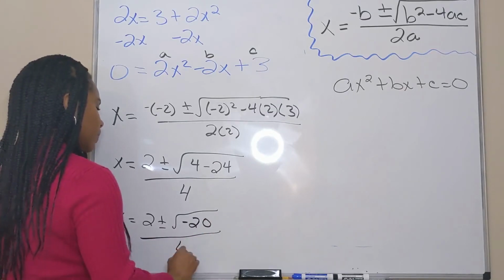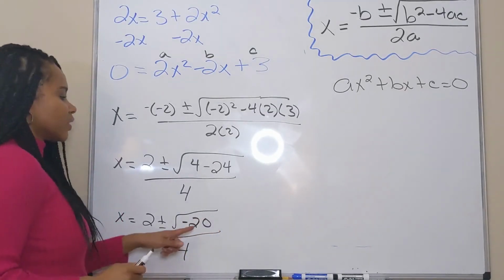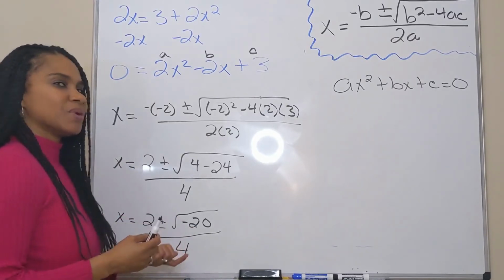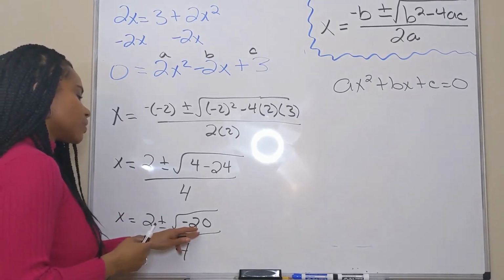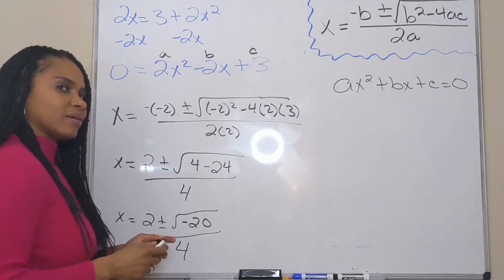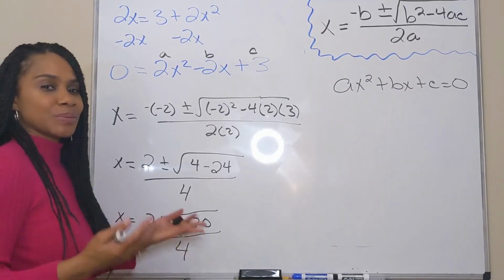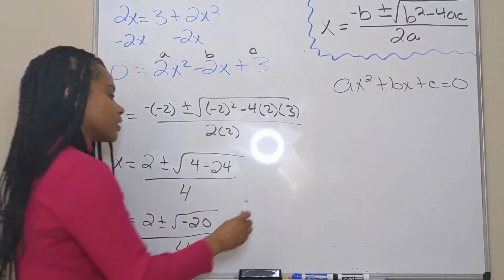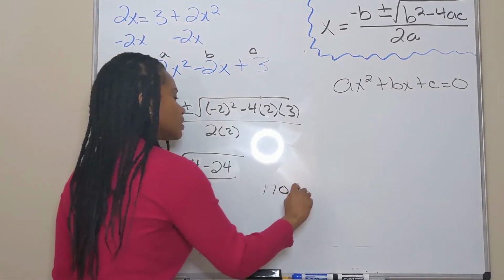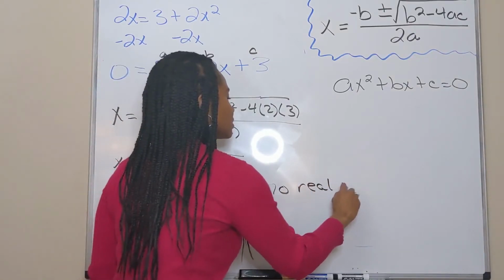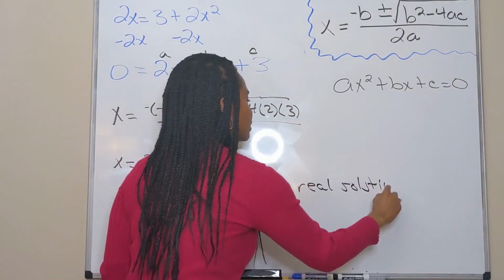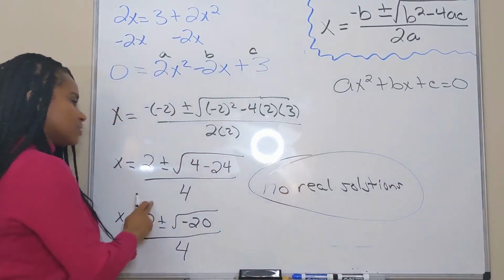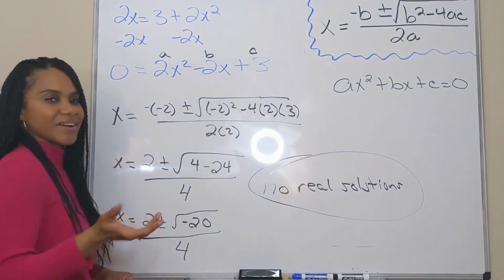All right, this is interesting. Can we take the square root of a negative number and get a real number? No, we cannot. There are no two numbers that you can multiply together, or multiply times itself, to get a negative. So we can actually stop here and say that this problem has no real solutions. So our answer to this equation is, there is no answer.